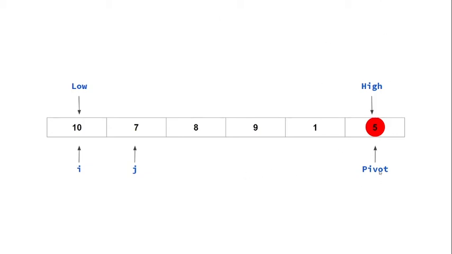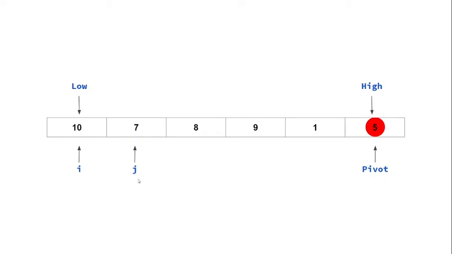Okay, so then we need to find the pivot index first. So we need to call the partition function. In the partition function, we have i and j. Initially, the first element should be compared with the pivot. If the first element is greater than the pivot, it should be swapped. Then 5 will go there and 10 will go there. The second condition is i should be lesser than j. If these two things are okay, then we can move forward.